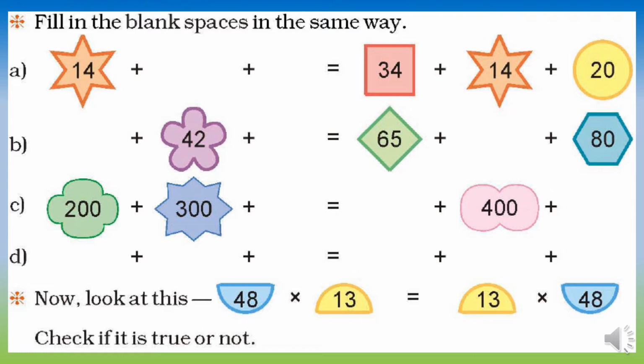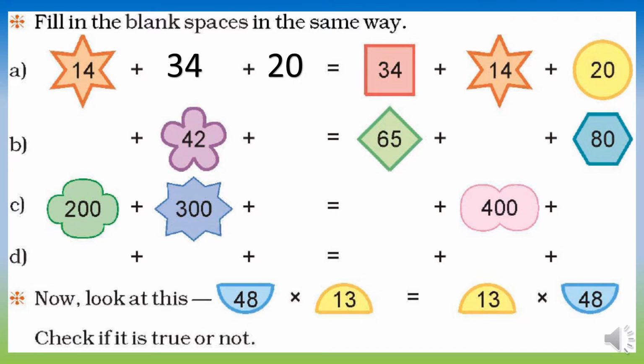So let us look at question A, that is 14 plus blank space equals 34 plus 14 plus 20. So here you can see 14 is already there, so only two numbers are missing. From RHS you can see that 34 and 20 are not there in LHS, that is left hand side. So we have to write 34 plus 20.